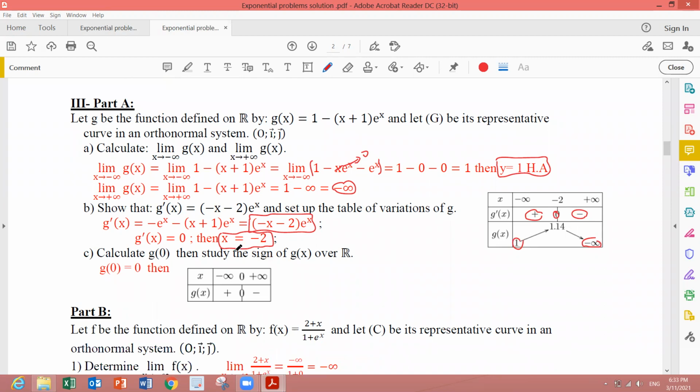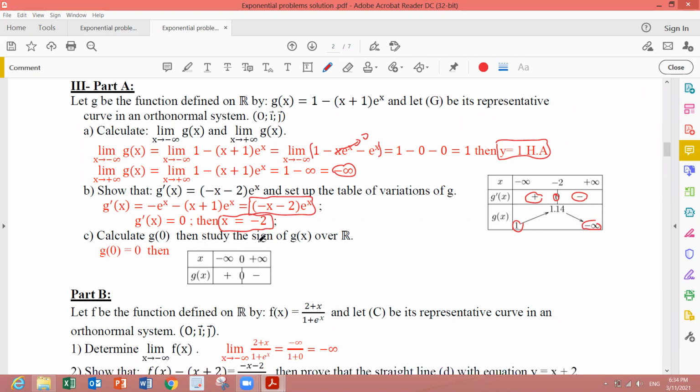Calculate g of 0 and study the sign of g(x). g of 0 equals 1 minus (0 plus 1), which is 1. So 1 minus 1 is 0. g of 0 equals 0. Then deduce the sign of g(x) over R.